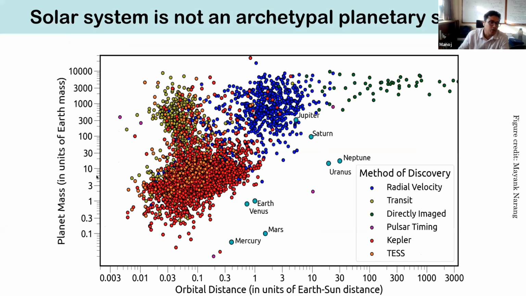You can see this also in this plot of planet mass and orbital distance, which I had shown earlier. Here are the solar system planets in cyan color. Most of the planets that we have discovered are very compact systems. And then you also have these much more extended planetary systems.